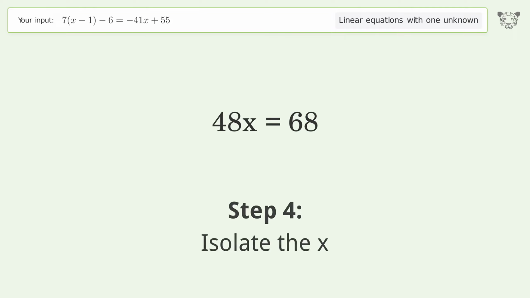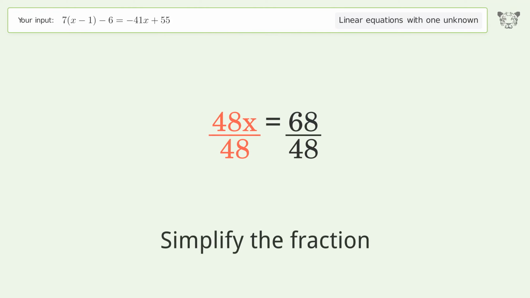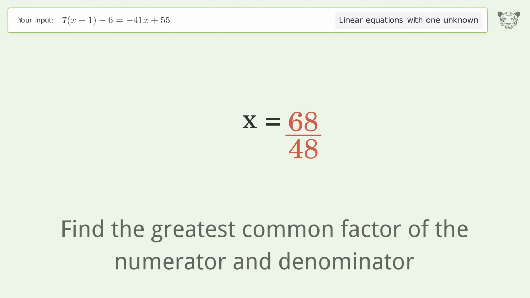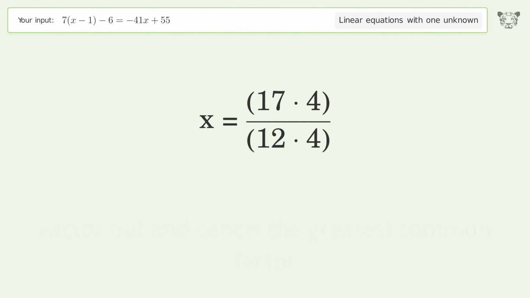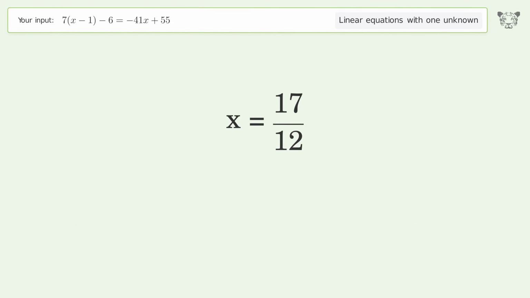Isolate the x. Divide both sides by 48. Simplify the fraction. Find the greatest common factor of the numerator and denominator. Factor out and cancel the greatest common factor. And so the final result is x equals 17/12.